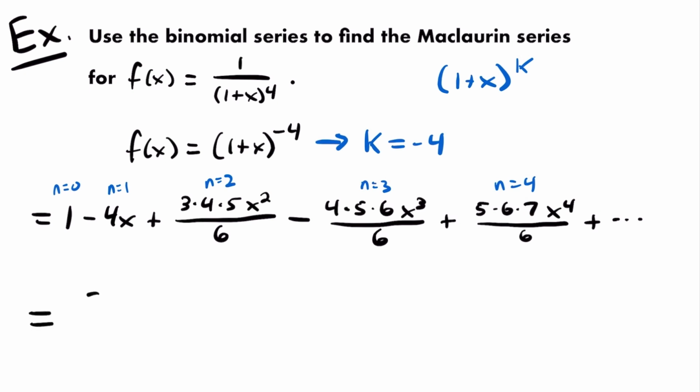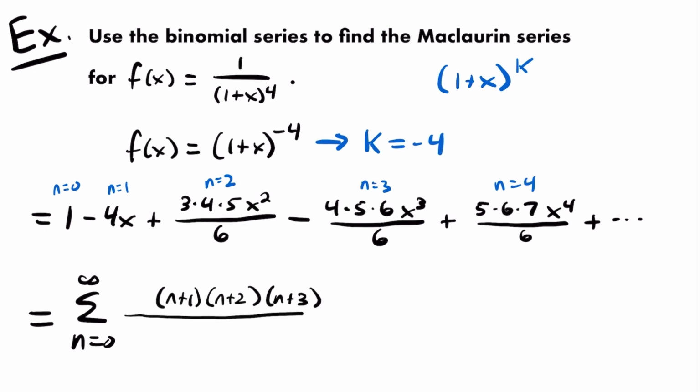Okay, and so if we were to represent this as a Maclaurin series, we would represent the numerator with n plus 1 times n plus 2 times n plus 3. Those 3 values are always going to be in the numerator of every single term. All right, and then they're always going to be divided by the value of 6, right? 6 is going to be in every single denominator. All right, now we're almost done with representing these terms as a Maclaurin series. We still need to account for the fact that our terms are alternating between being positive and negative, so let's take care of that.